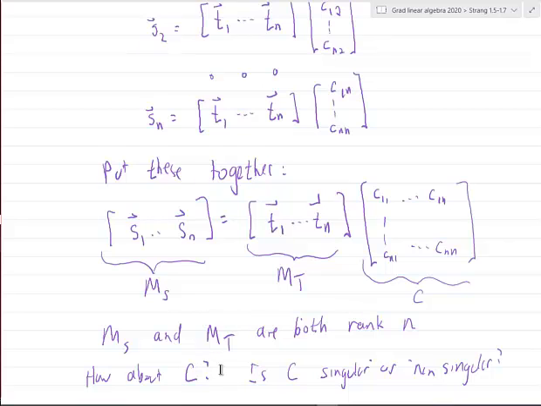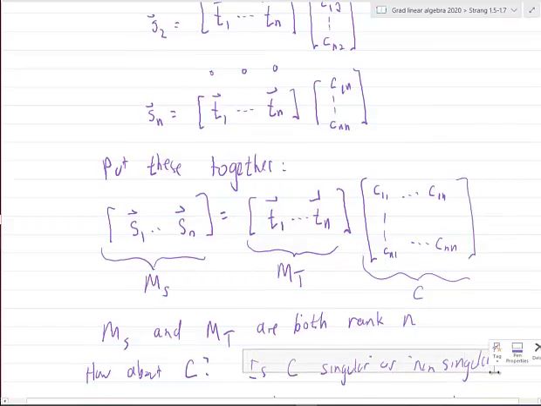What about C? All right, C is n by n. Now if C has rank n, that means that C is non-singular. So the question is, is C singular or non-singular? That's the question. If we can show C is non-singular, then it has an inverse, and that's going to help us. But that's what we need to see. That's the big question now. Is C singular or non-singular? That's the big question. Okay.